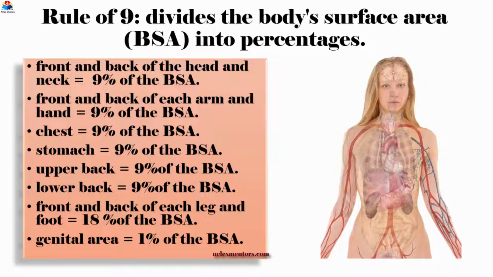The front and back of the head and neck equal 9% of the body's surface area. The front and back of each arm and hand equal 9% of the body's surface area. The chest equals 9% and the stomach equals 9% of the body's surface area. The upper back equals 9% and the lower back equals 9% of the body's surface area. The front and back of each leg and foot equal 18% of the body's surface area. The genital area equals 1% of the body's surface area.